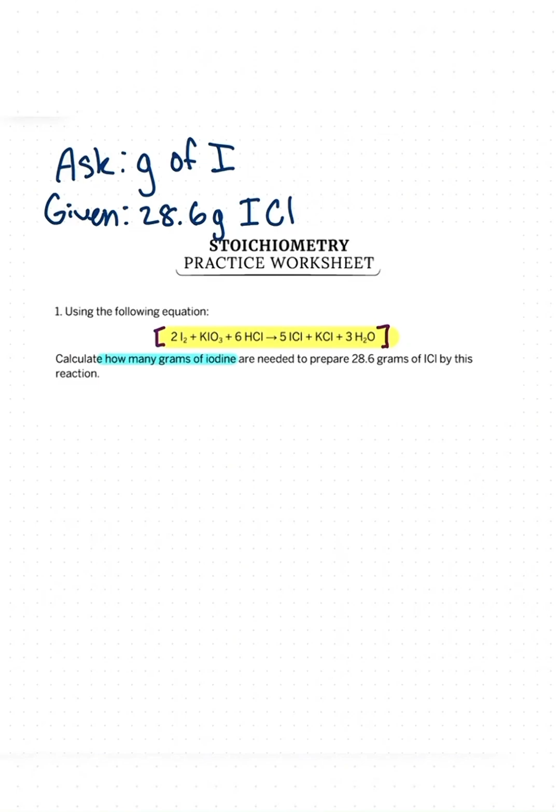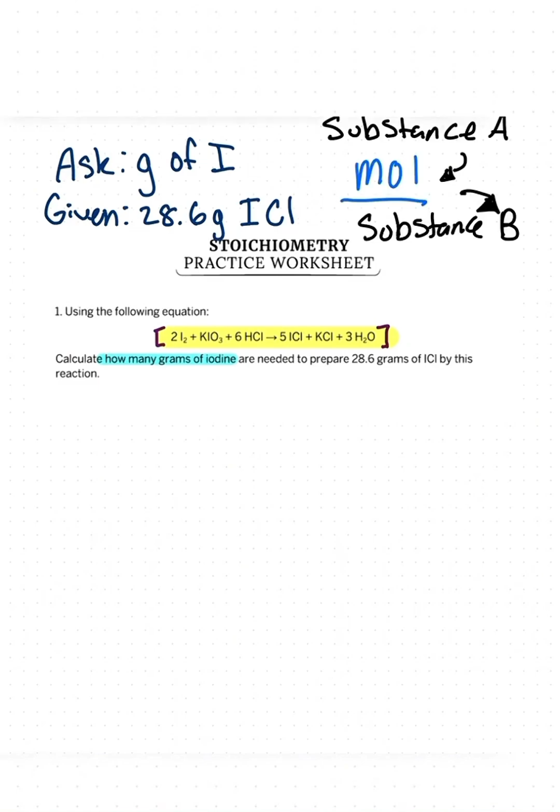Something that I want you to note is that the universal language for chemistry is the mole. In chemistry, the only way to go from grams of one thing to grams of another is through the mole. And you'll see what I mean by that right now. So we've established that our starting point is 28.6 grams of ICl.